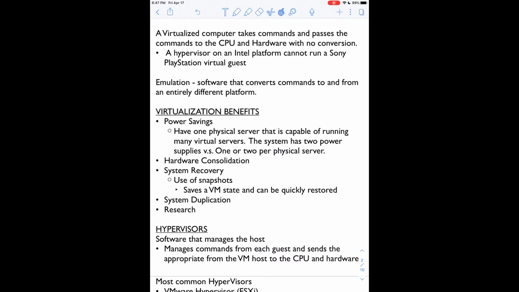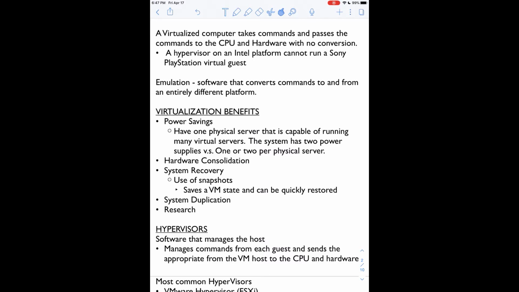You don't have to go to a tape backup. You can just actually restore it from a snapshot. One nice benefit about this is if you're doing an upgrade to a piece of software, you take a snapshot of that guest operating system, you do the upgrade. If the upgrade fails, you can just roll back right to the point where that snapshot was done.